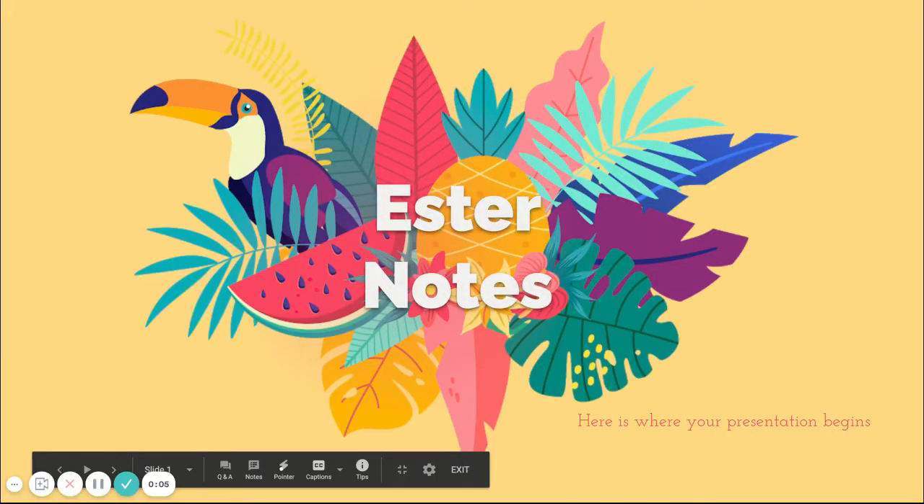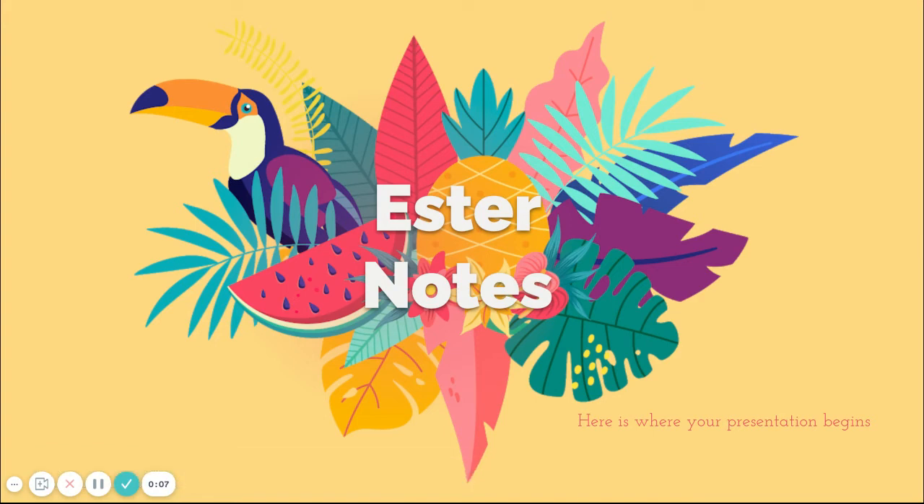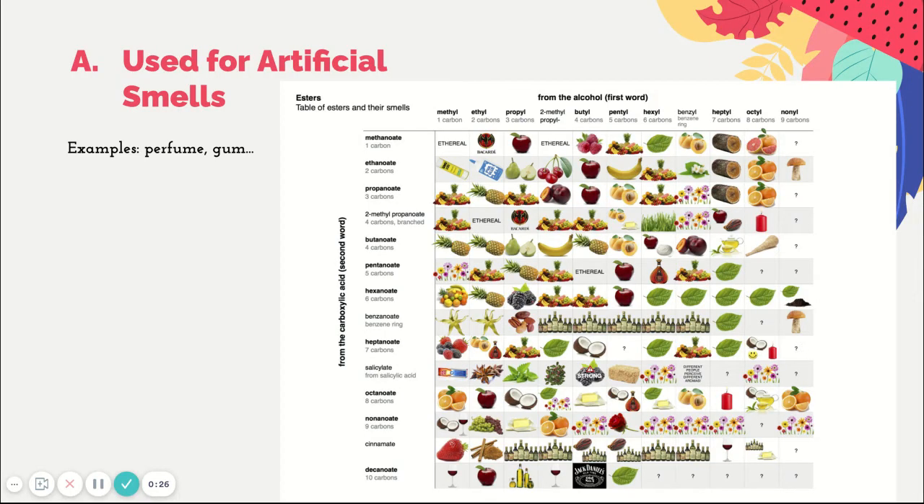All right, esters. Esters are basically what we use for smells in real life, for artificial scents. So we're going to take a look at some well-known artificial scents, and then we're going to take a look at the actual reaction to create an ester.